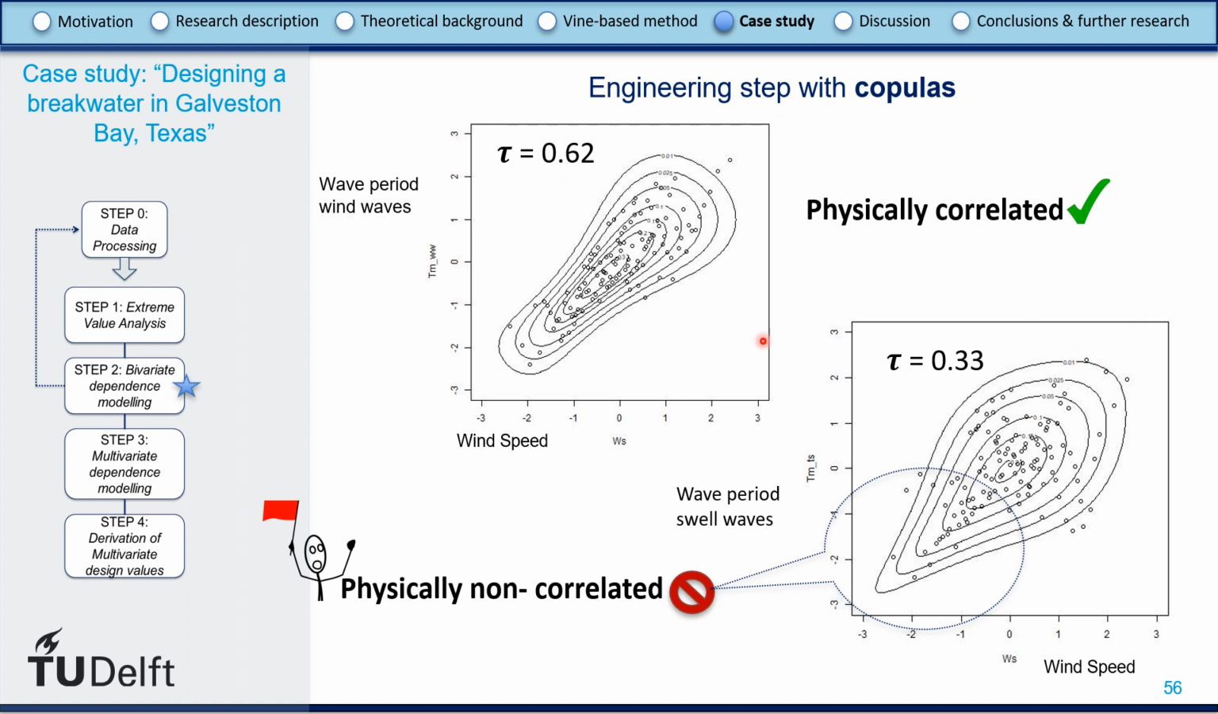However, if we now focus on the second graph, we see that the correlation between the wave period of swell waves and wind speed is considerably high. This result raises a red flag to the practitioner because physically these variables shouldn't be correlated. And here is where, with these results, the practitioner can decide whether to go back to step 0 and perform the analysis again to obtain better results at the end.